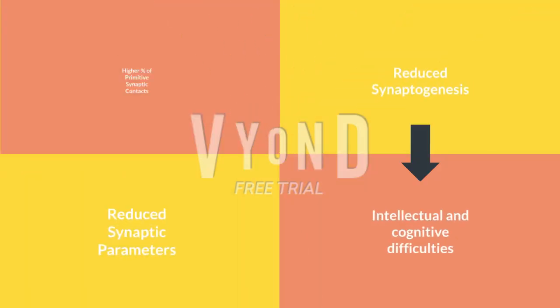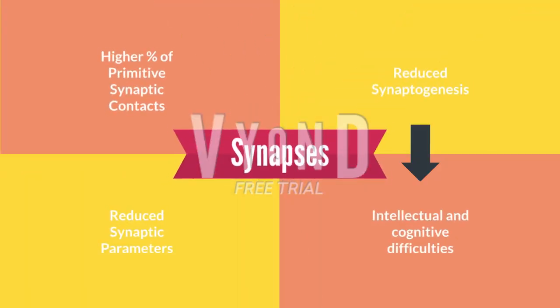Down syndrome people have a high percentage of primitive synaptic contacts and reduced synaptic parameters. This means that the development of the hindbrain in early life is inhibited, as the cells of primitive synaptic contacts are mainly responsible for the development of the forebrain.